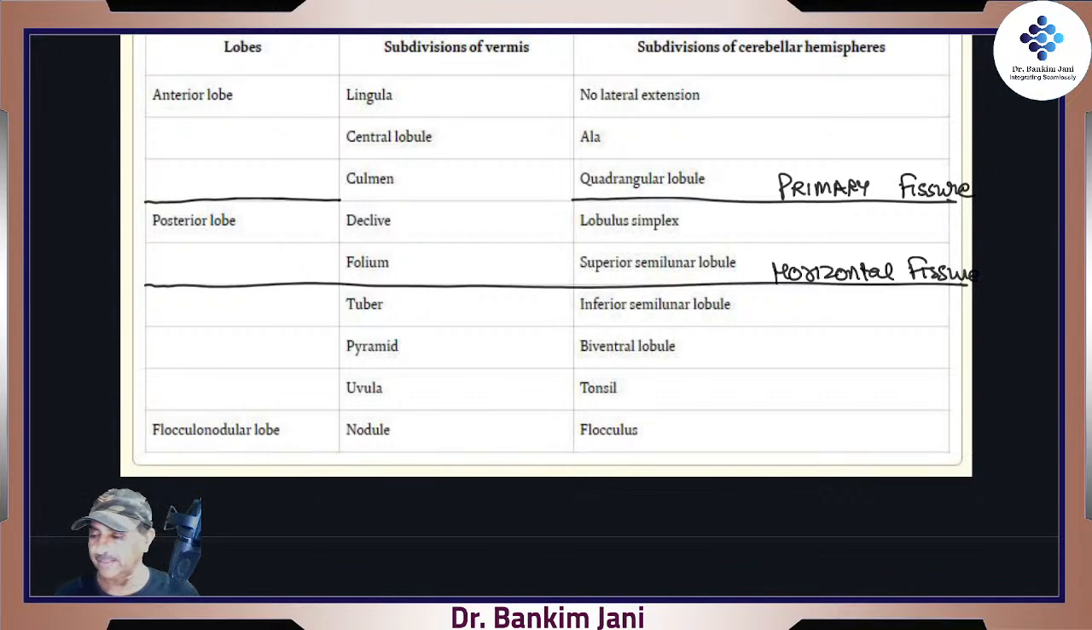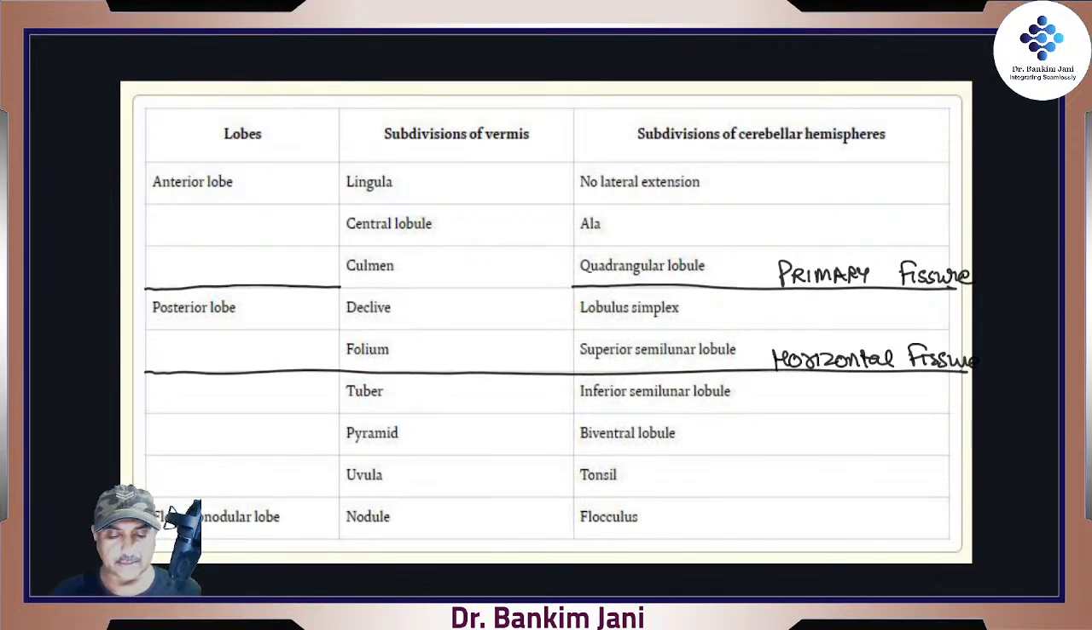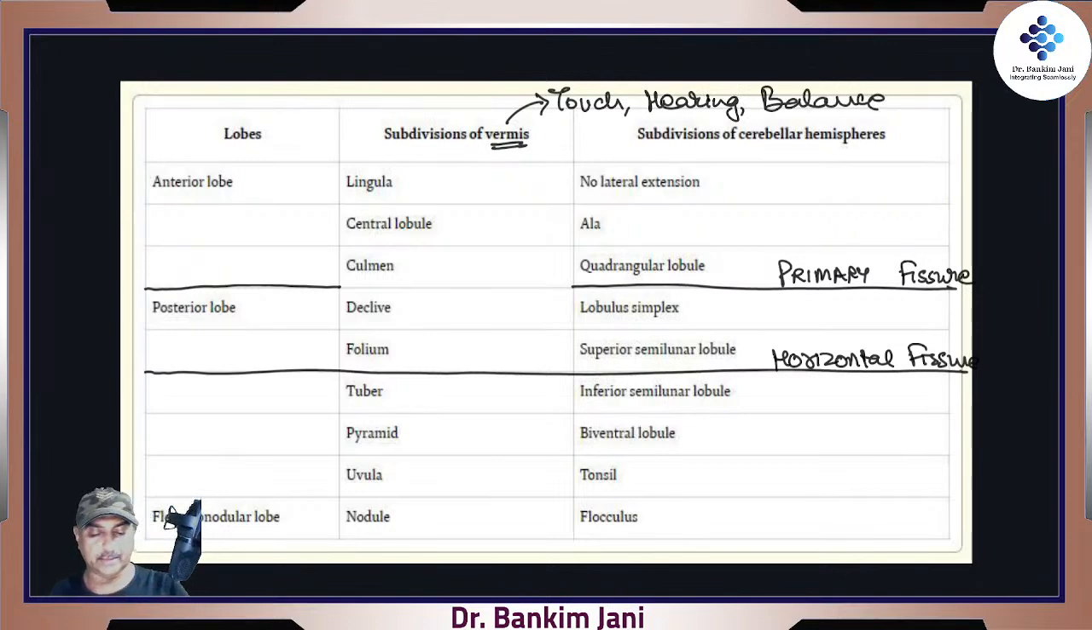The rest is all very self-explanatory. So this is the vermis: lingula, central lobule, culmen, declive, folium, tuber, pyramid, uvula, and nodule, all of them the way we learnt it. The function of the vermis, why is it so important? Its function involves touch, hearing, and balance. All those fine movements are functions of the vermis. So this lingula has got no lateral extension.